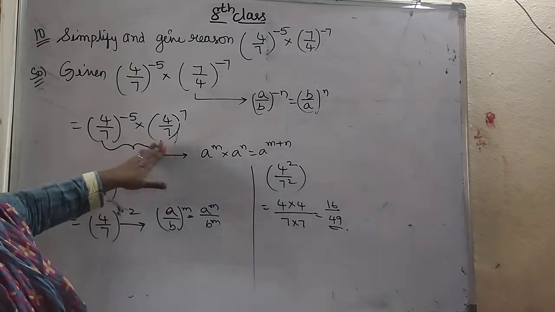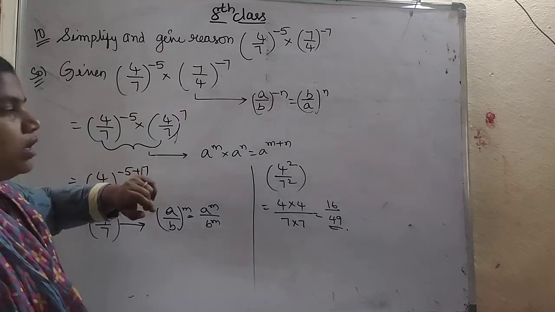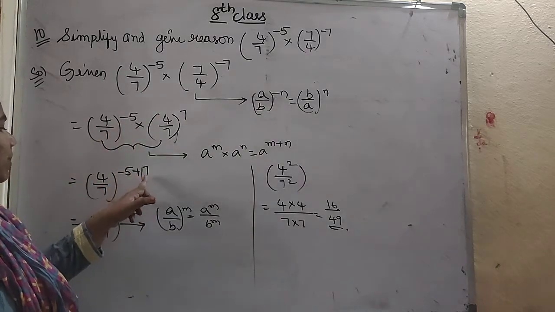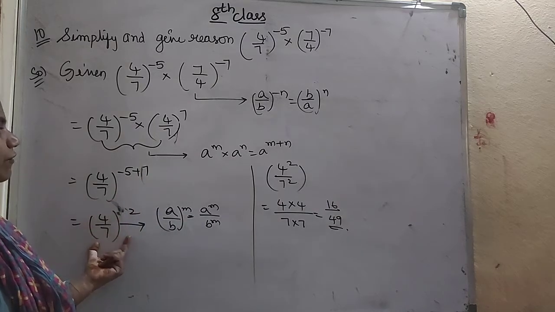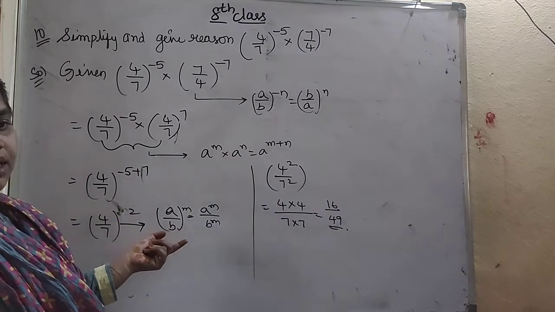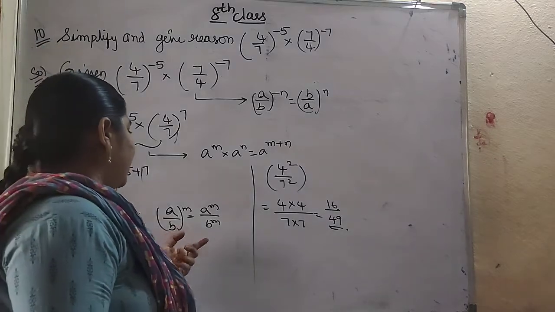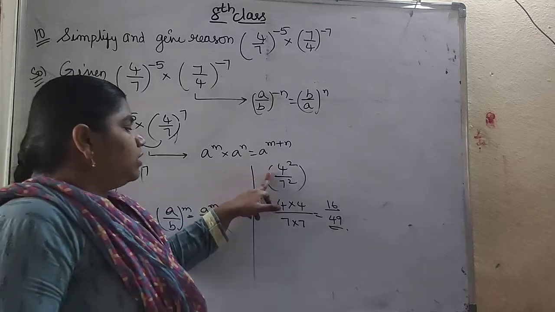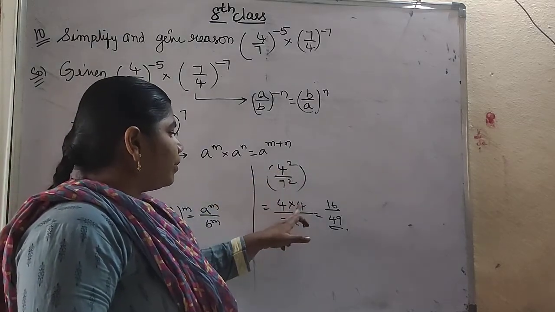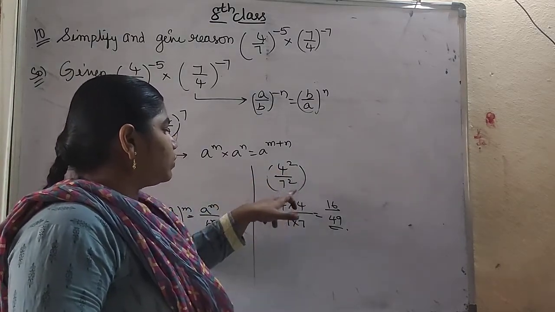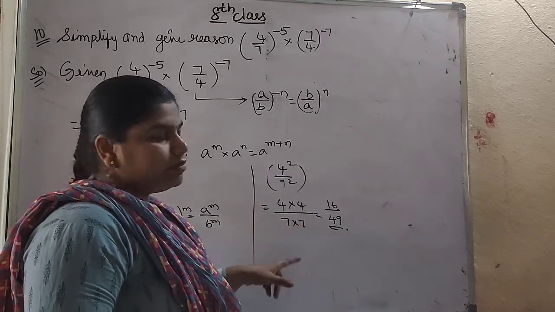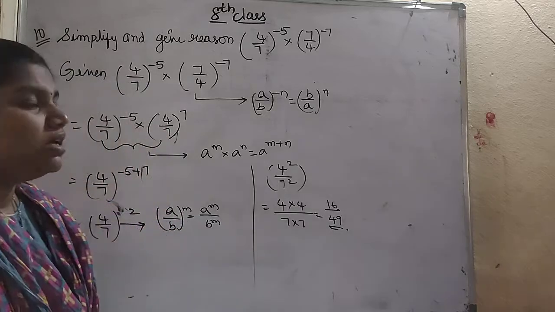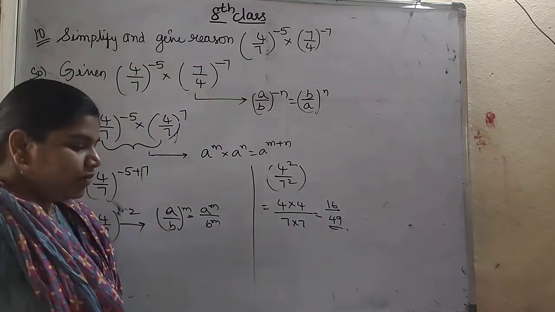That is, both bases are equal, we have to add the powers. So that is (4/7) to the power minus 5 plus 7. Minus 5 plus 7 will be 2. So here I have used the formula (a/b) whole power m, that is a power m by b power m. So we can write individually 4 square by 7 square. 4 square means 4 multiplied two times, 7 square means 7 multiplied two times. 4 fours is 16, 7 sevens is 49. So what is the answer? 16 by 49 is our result.